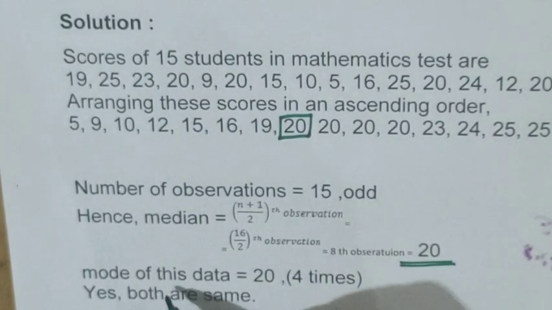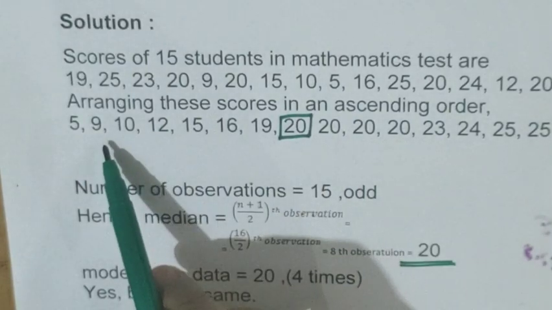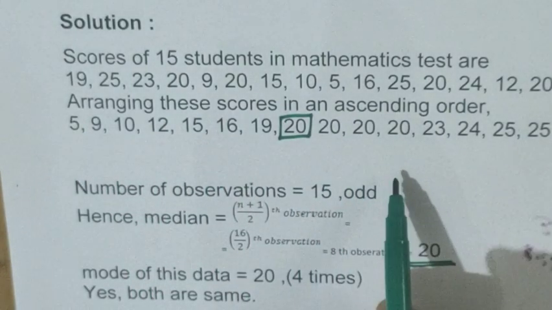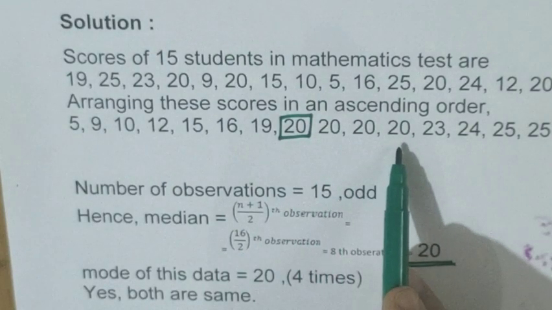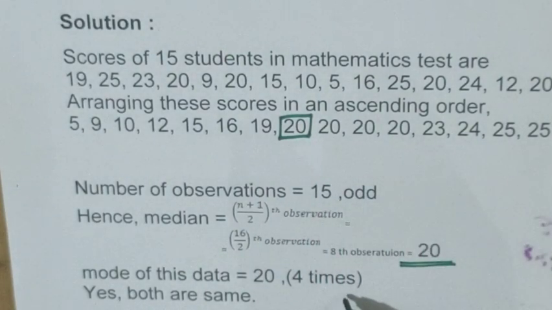Now what is the next question? Mode of the data. Here after arranging in ascending order, it is easy to say which number is repeated the maximum. Which number is repeated maximum? 20, that is 4 times. The sub question was whether median and mode are same or not. In this case median and mode are 20 only. So both are same.